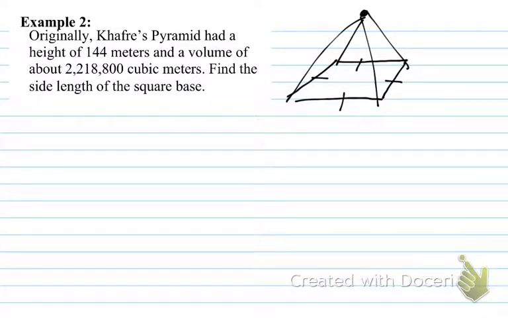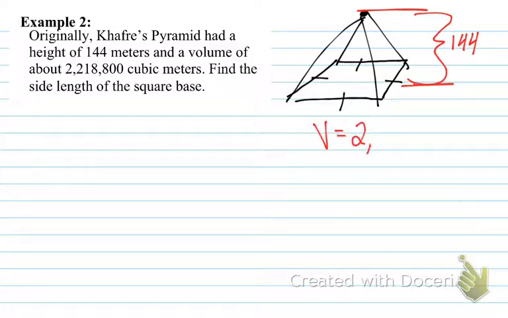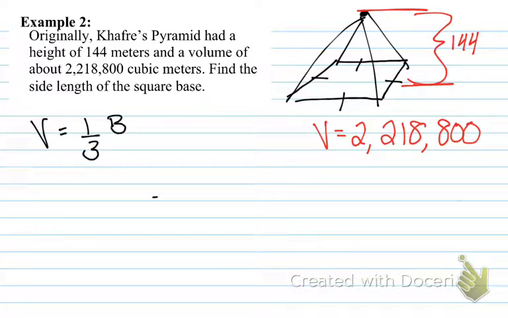Okay, and it had a height, so I know the straight up and down height. From the top to the bottom, the straight up and down height is 144 meters. And I know its volume is 218,800 cubic meters. We want to find the side length of that square base. Well, we know the volume of a pyramid, again, is 1/3 big B times H.